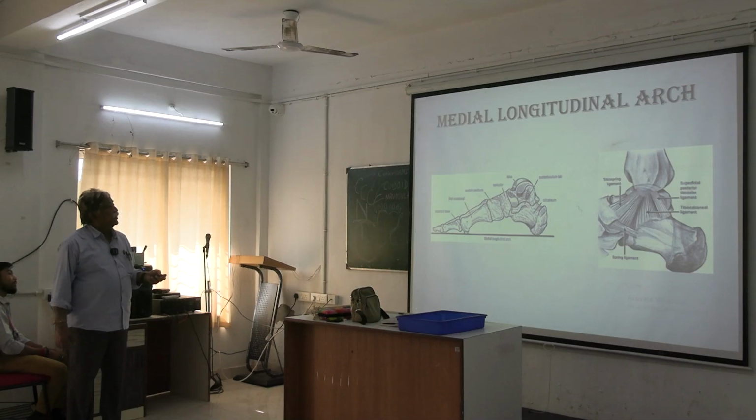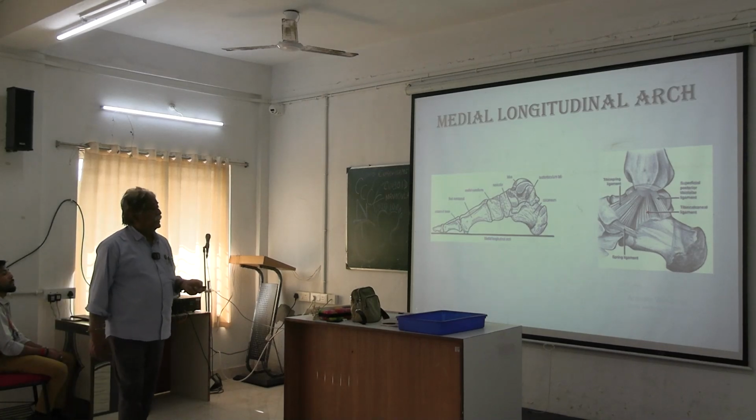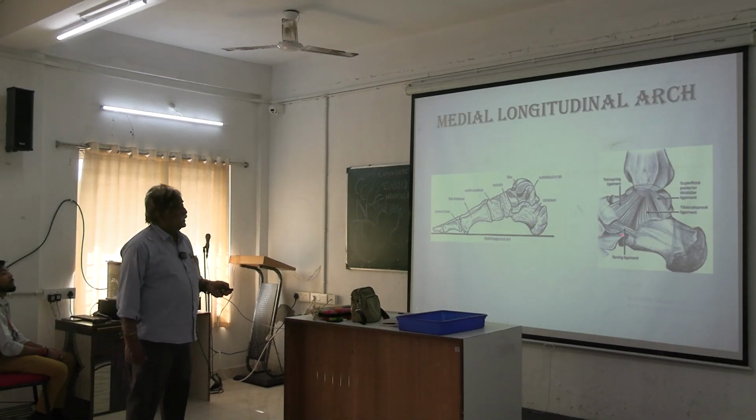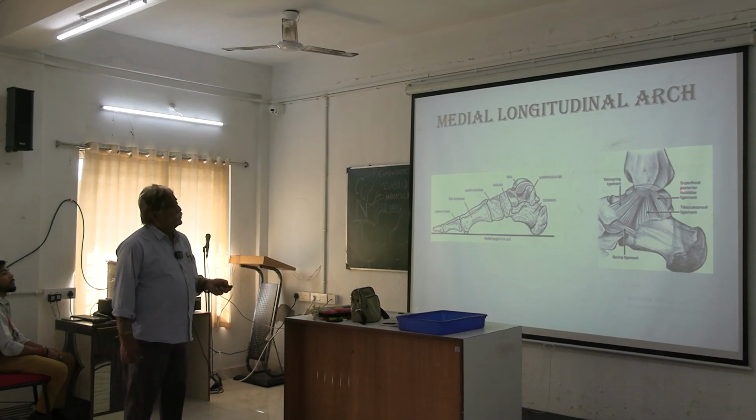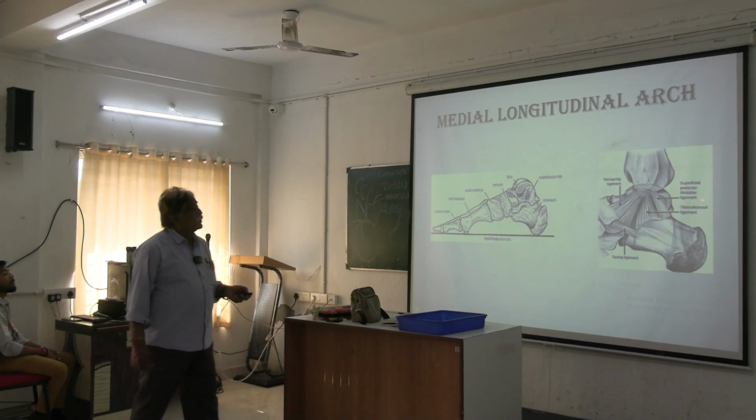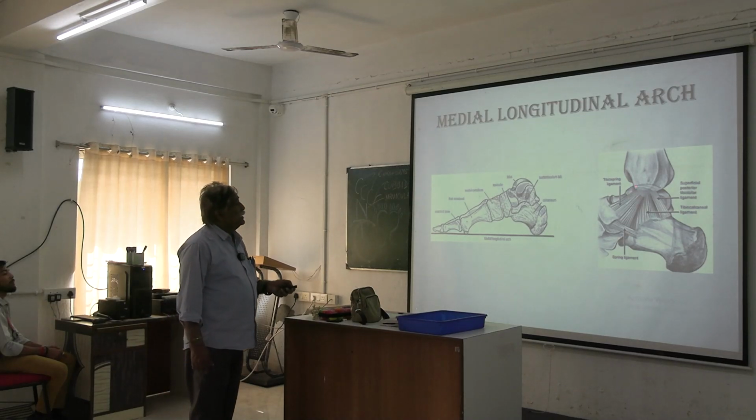Now here, medial longitudinal arch, and you can see the ligaments, different types of this. This is the spring ligament. This is the tibiospring ligament. This is the posterior tibiotalar ligament. Take your tibiotalar ligament here.